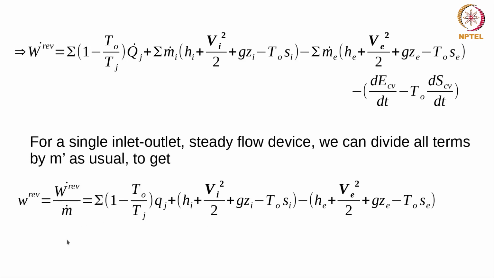So we can divide all of these by m dot in such a case. So we get sigma 1 minus T naught by Tj, and Q dot J by m dot is what we call as Qj. This m dot goes here, so we have enthalpy, specific kinetic and potential energies minus T naught into Si as it was earlier. Over here the sigma and the Mi dot go out, whatever was there in the bracket remains over here, and since it's a steady state, these two terms disappear, and we have a smaller version of this equation which tells us how much work we can get in a reversible process when we have a device like this.